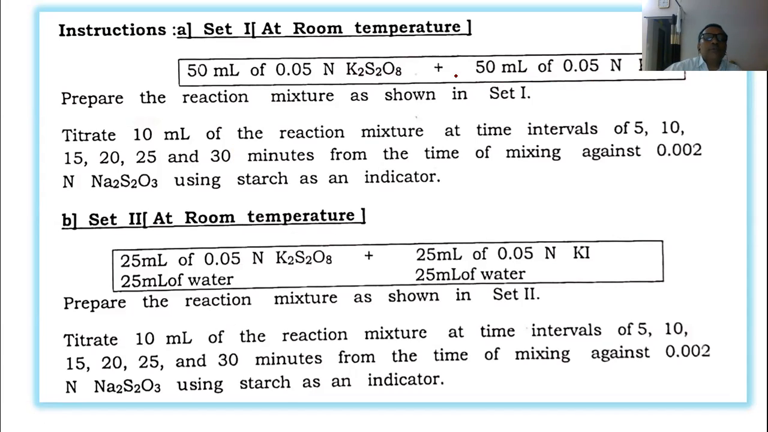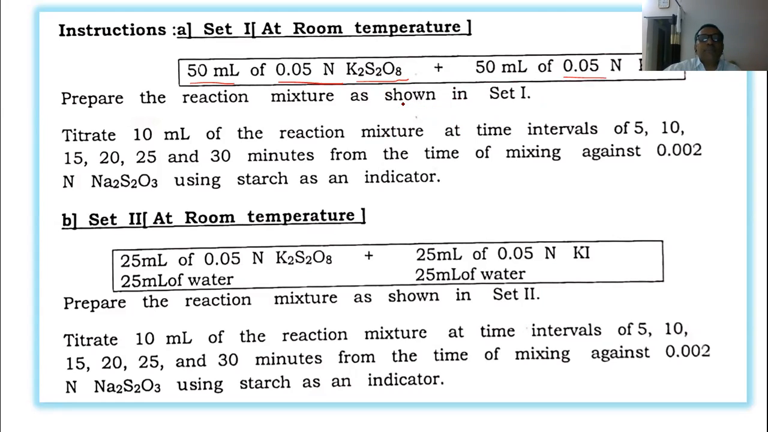We have to keep the two bottles in the water bath to attain room temperature. In the first bottle, we take 50 ml of 0.05 normal potassium persulfate, and in the other bottle we take 0.05 normal potassium iodide solution. We keep these two bottles in the water bath to attain room temperature. After some time, we mix these two bottles and prepare the reaction mixture.